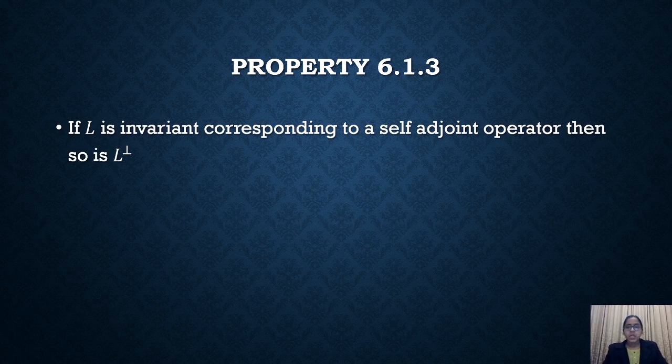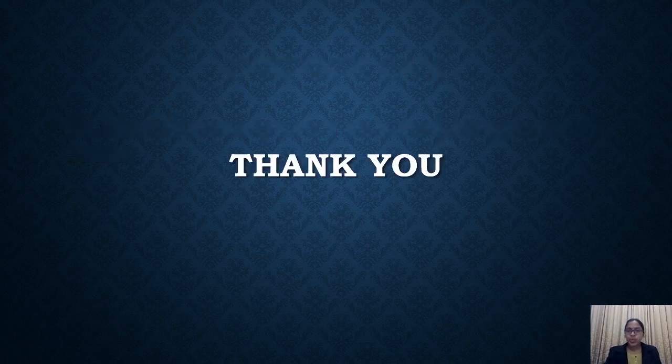So we discussed the definition of a self-adjoint operator, we discussed what an invariant subspace is, and we discussed a few properties. There is another property, the fourth one, which I would like you to work out. It is given in your textbook, so just go through it and try to work it out on your own.